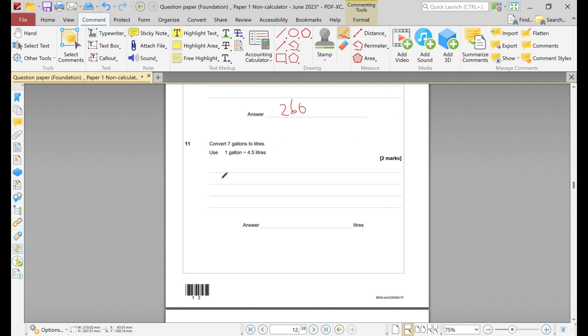7 gallons into litres. Well, 1 gallon is 4.5 litres. So 7 gallons, times that by 7. 4.5 times 7 is what? Well, 4 times 7 is 28. 0.5 times 7 is 3.5. We can divide it up by 2. So 28 plus 3.5 is equal to 31.5.